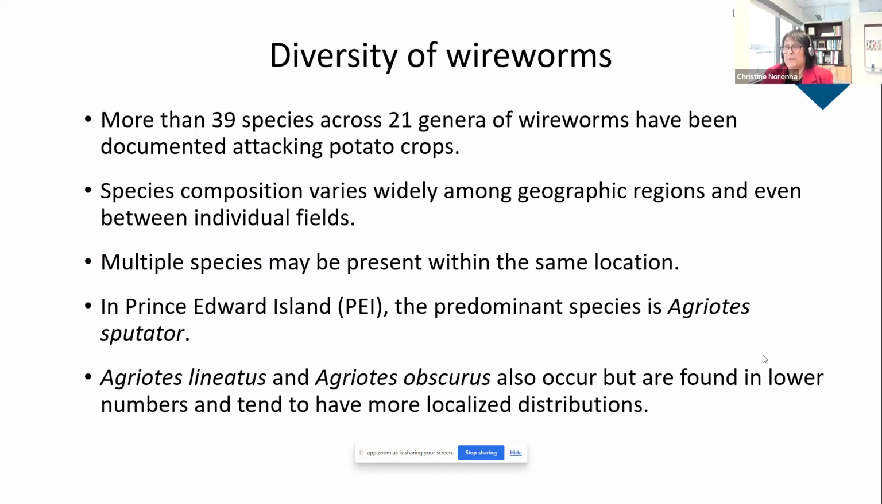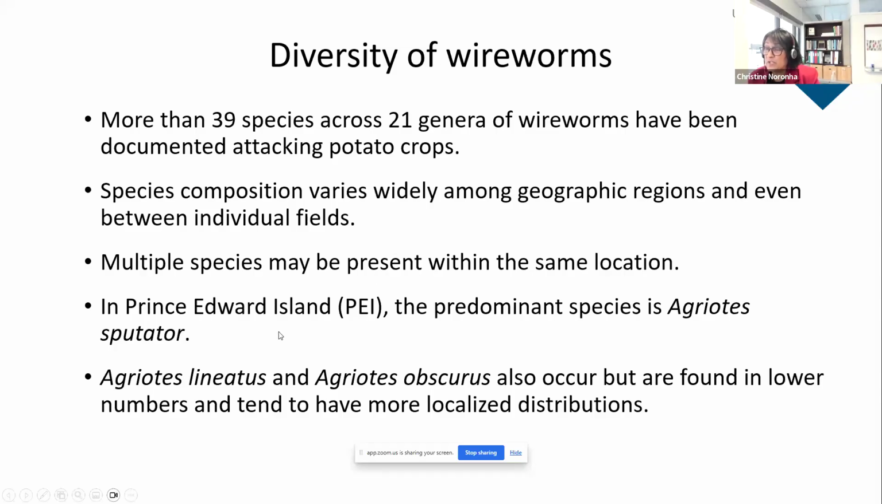There are many different wireworm species out there, but not all of them are pests. There are 39 that have been documented as attacking potatoes. The species composition varies with geographical regions, and even sometimes within the fields, there may be different species and multiple species in the same location. We've seen this on the island. There are 2 or 3 different species that are present.